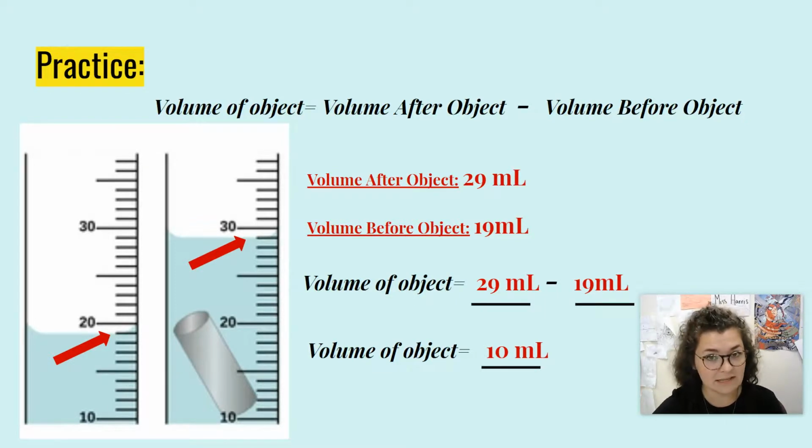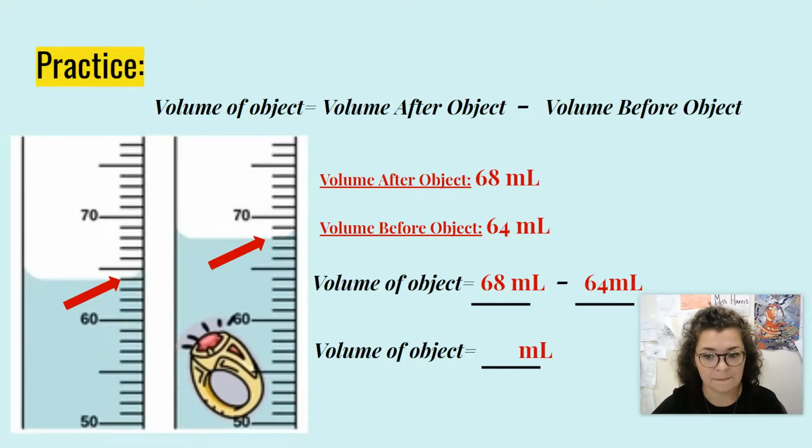I'm going to move on to the next example, and I didn't give you the final object because I'm going to make you do that piece of math on your own. Okay, so I've still got the same setup. You've got your equation at the top, so you don't have to remember it too much. And now we're going to measure from the meniscus. The volume after the object is 68 milliliters. The volume before the object is 64 milliliters. So we've got a scale of 1.